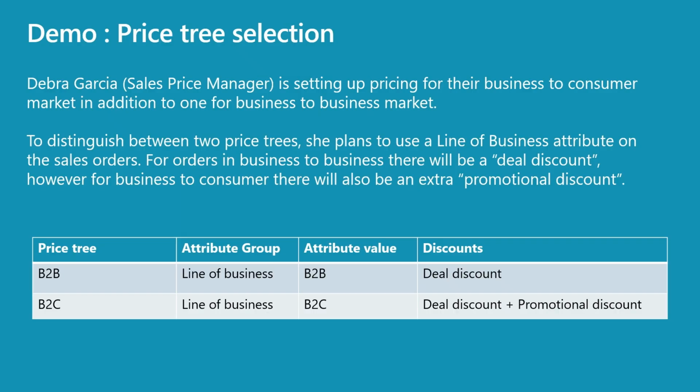Now, let us demonstrate using the scenario of Deborah Garcia setting up a new price tree to support both a business-to-consumer and a business-to-business pricing setup. Deborah is planning to set up two price trees where the business-to-business will have a deal discount as a discount price component, and on the business-to-consumer, she wants to add an additional promotional discount price component. She will be using a line of business attribute group having the B2B and the B2C, and she plans to also create price trees with similar names.